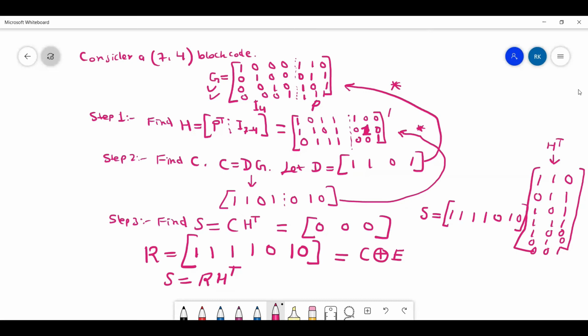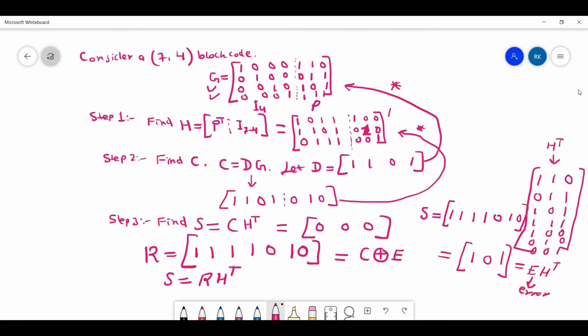It's correct. So S has been multiplied with HT, and this multiplication will yield a vector of three elements, and these three elements are 1 0 1. We also know from the previous lecture that S is equal to E times HT, where E is the error vector.